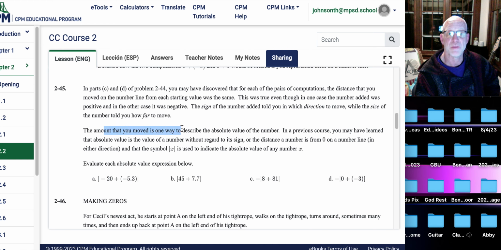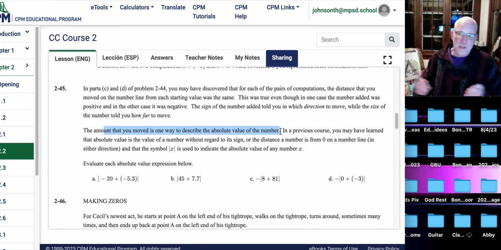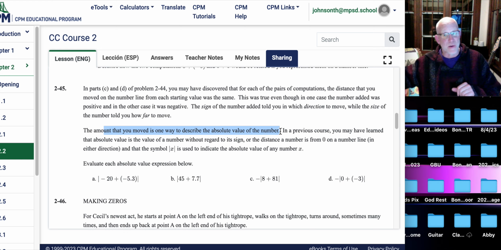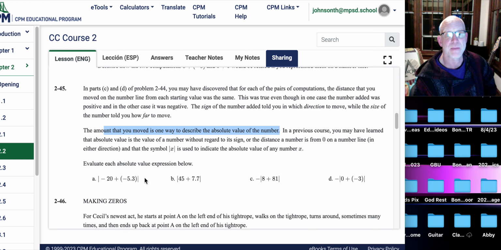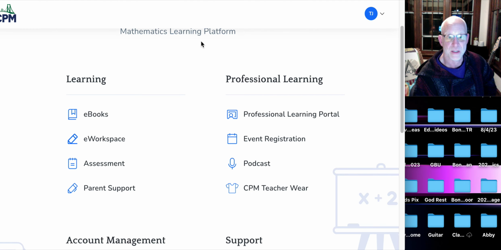The amount that you moved away is one way to describe the value of absolute value. It doesn't matter if you're going this way or that way. It's just how far you are away. So we're looking for absolute value here. And if you get through 244 and 245, that's another stoplight. And then you go on to 246 and 247.